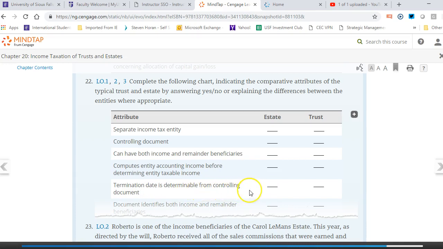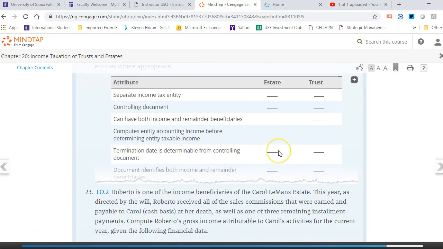Termination date is determinable from controlling document. The answer is no. Termination occurs when the estate's activities are completed. This might be a substantial period of time, potentially. Trust is a yes, although such date might be contingent upon other events such as the grantor's death or the beneficiary's graduation from school or age or completion of some contractual duty. And the last one, document identifies both income and remainder beneficiaries. It's no and yes.